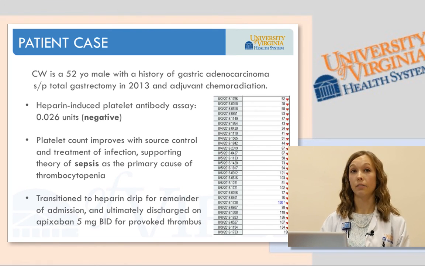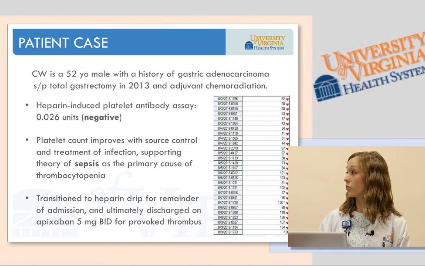So being that this patient did have a new occlusive thrombus, a provoked clot, he was transitioned to a heparin drip after these labs came back for the remainder of the admission, and ultimately discharged on apixaban for his thrombus.